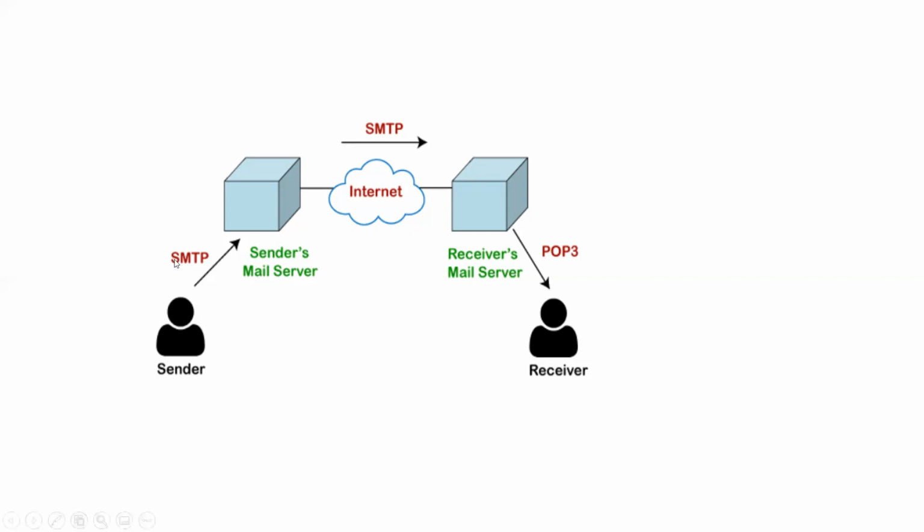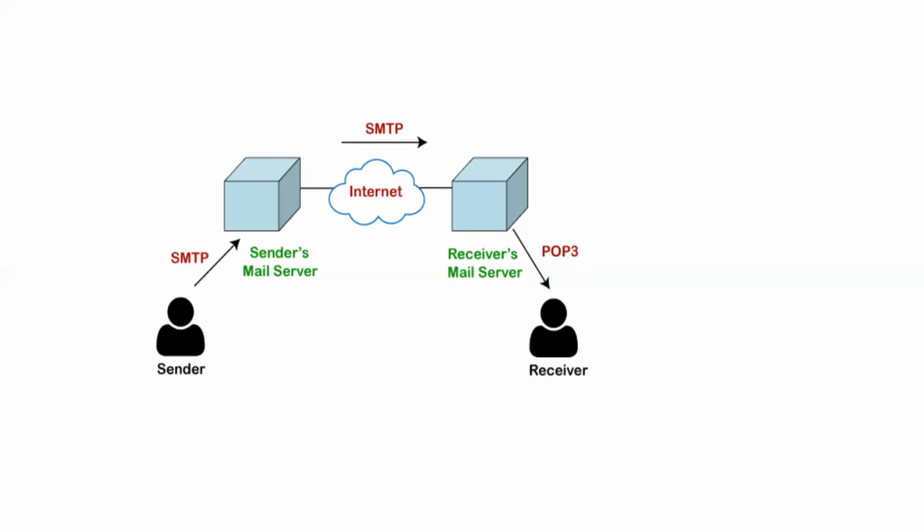Again, SMTP is an industry standard protocol for sending an email. IMAP and POP3 are different protocols, basically used for receiving an email. IMAP is one of the most popular protocols for receiving mail, and POP3 is another protocol for receiving email on a single device.